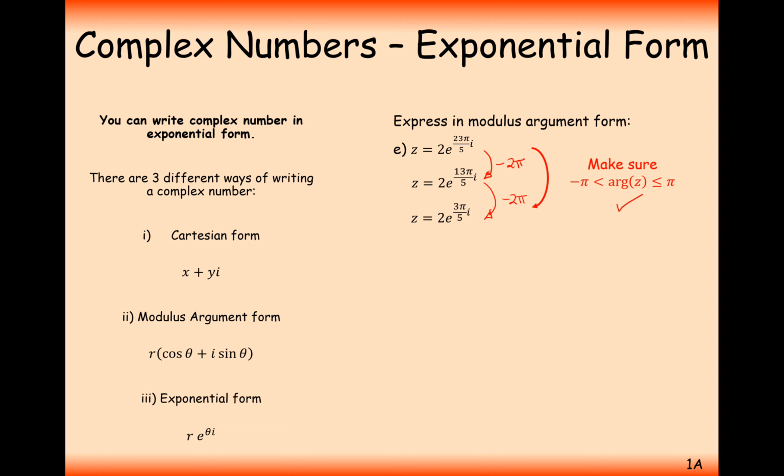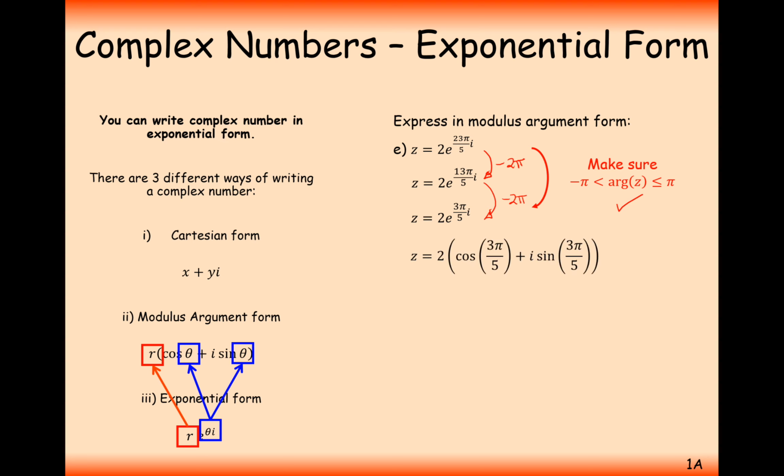And the last thing to now do is convert it from exponential form to modulus argument form, and we'll follow this set of rules here to get this answer here. 2 stays at the front, and then it's cos 3 pi by 5 plus i sine 3 pi by 5.